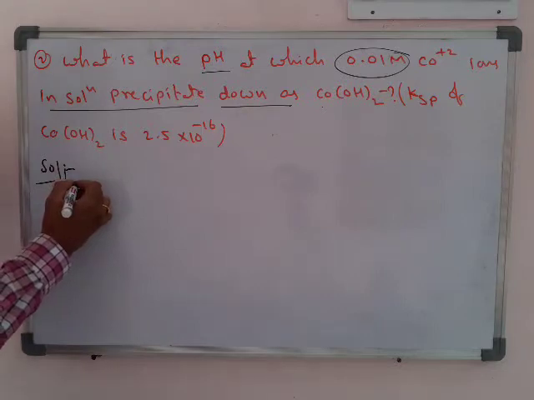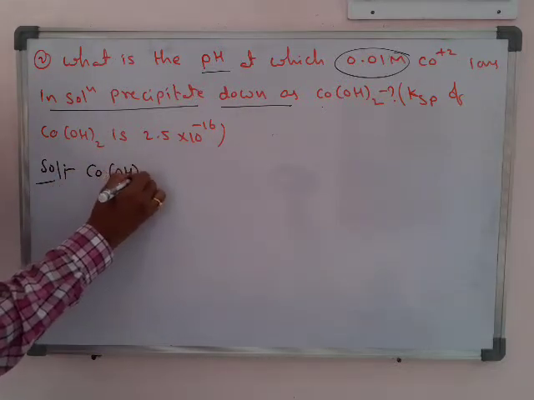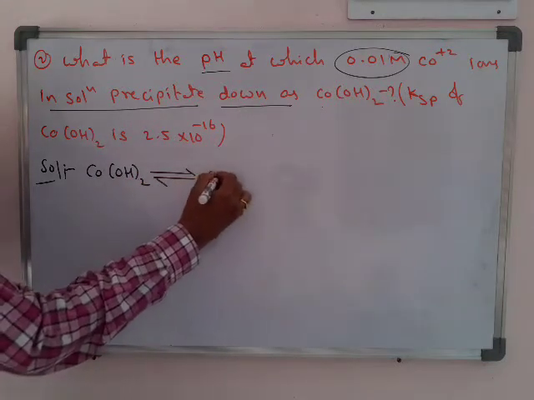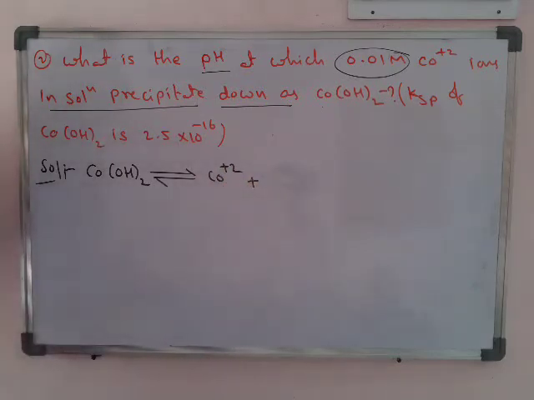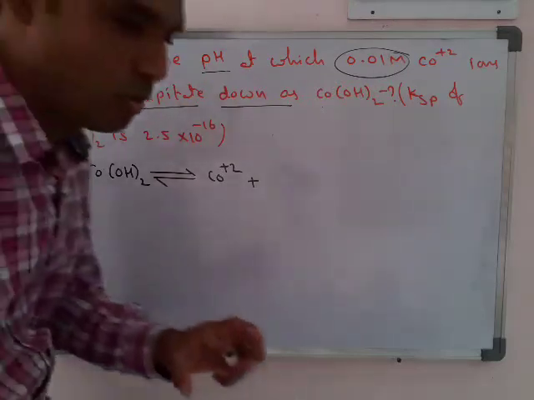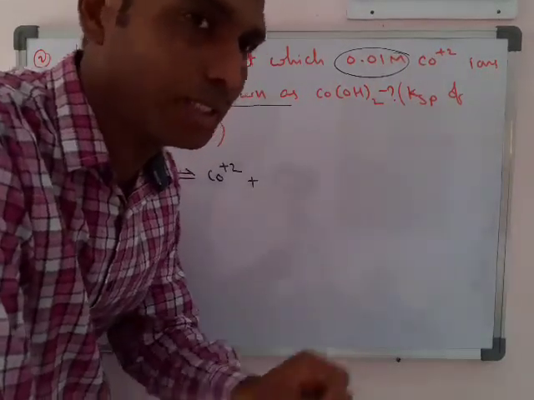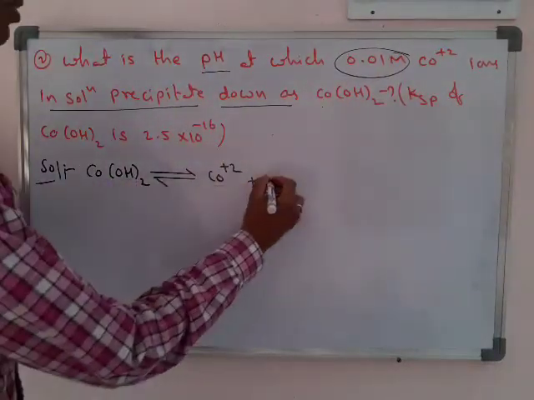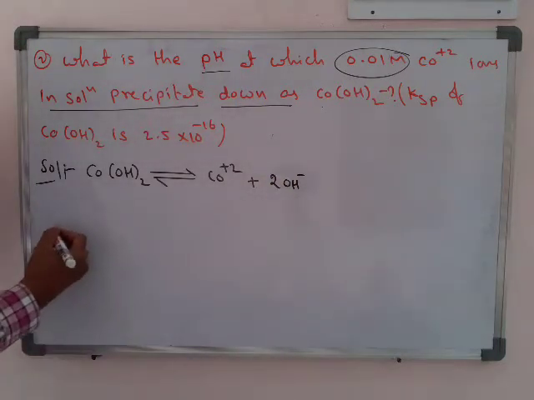So what is the KSP value given for cobalt hydroxide? In cobalt hydroxide, cobalt is present as Co plus 2. There is also a possibility of cobalt plus 3, so cobalt can be plus 2 or plus 3. But here it is particularly mentioned Co plus 2. And in the hydroxide, since there are 2 hydroxides, automatically it must be Co plus 2, with 2 OH minus.